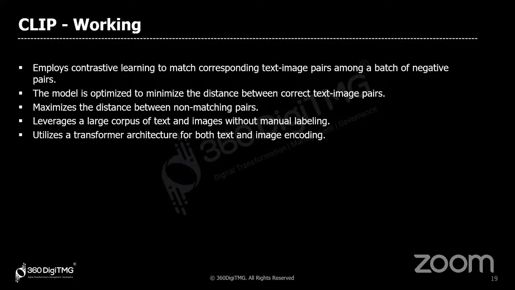This employs contrastive learning to match the corresponding text-image pairs amongst a batch of negative pairs. The model is optimized to minimize the distance between correct image-text pairs, and maximize the distance between non-matching pairs, so that we can identify them and give the label accordingly. It leverages a large corpus of text and images without manual labeling, and utilizes a transformer architecture for both text and image encoding.